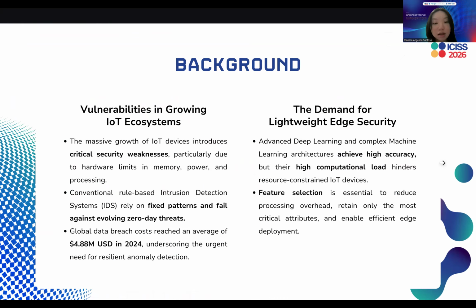On the other hand, the advanced deep learning and also complex machine learning architectures can achieve high accuracy, but their high computational load hinders resource-constrained IoT devices. So, feature selection is essential. It reduces the processing overhead, retains only the most critical attributes, and also enables efficient edge deployment. So, this leads us to three concrete problems.